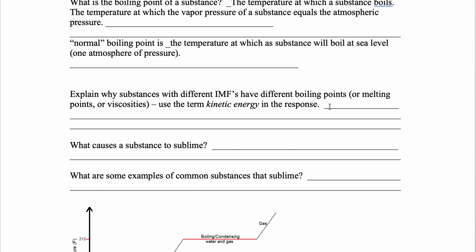And there you go. Explain why substances with different IMFs have different boiling points, or melting points, or viscosities. Use the term kinetic energy in the response. This is an important deal I've got going on here. So, when these things start to happen, things start to boil or melt or freeze, those phase changes happen.